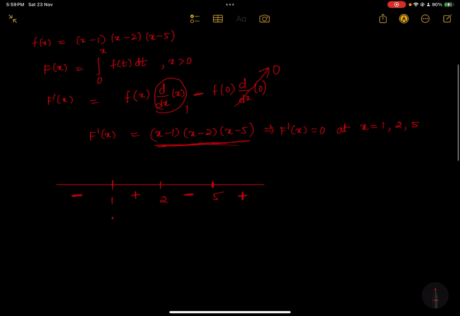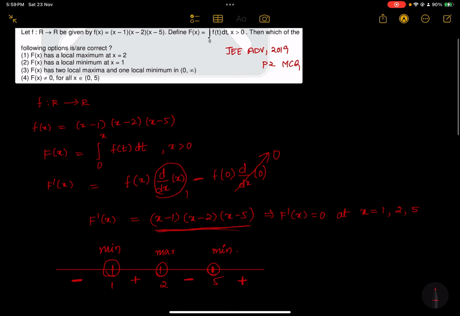So if you consider this point 1, when x is less than 1, F dash of x is negative. That means slope is negative, so the tangent is something like this. And when x is greater than 1, slope is positive, so something like this. So at x equal to 1, it will form a minima. Whenever we go from minus to plus, it will form a local minimum. Similarly, plus to minus, it will be a local maximum. And minus to plus, it will be again a local minimum.